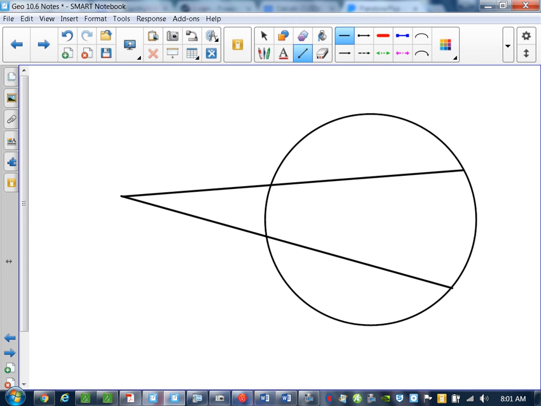Secant. In this case, these are both secants. There are 2 secants here, 2 segments that go through the circle. Now, do you agree that there's an outside part, and then this is the whole thing? Does that make sense? You have an outside part, and then you have the whole segment.